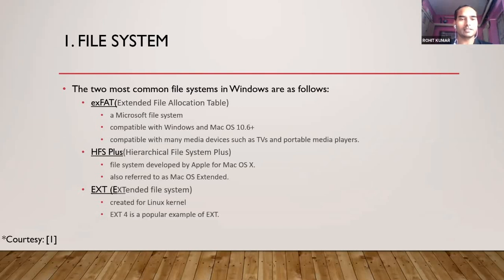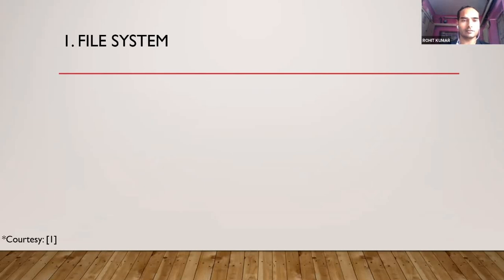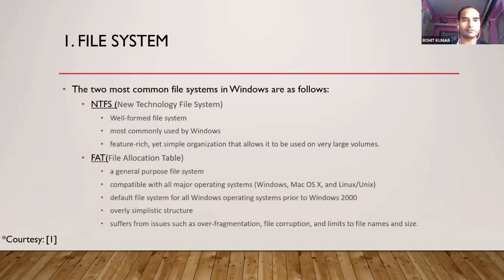So the other choices are the extended file allocation table. It's a Microsoft file system. But the last one, EXT, is a kind of default choice for Linux-based systems. So it is not popularly available in Windows. Okay, so this first line, the two most common file systems, means kind of the same as the last slide, so that's why it's a mistake.